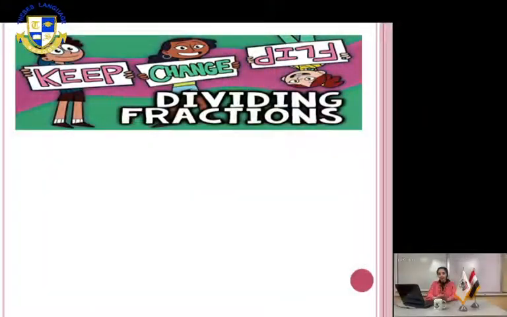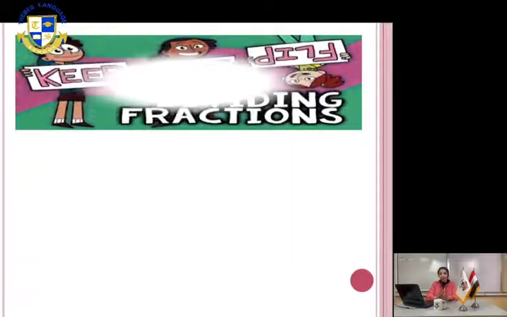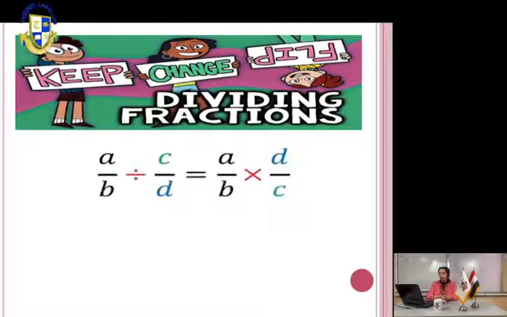We have here a over b divided by c over d. First, keep the first fraction. It will be a over b. Switch the sign or change the sign. They are the same meaning, okay? It will be multiply. And flip the fraction. c over d will be d over c.